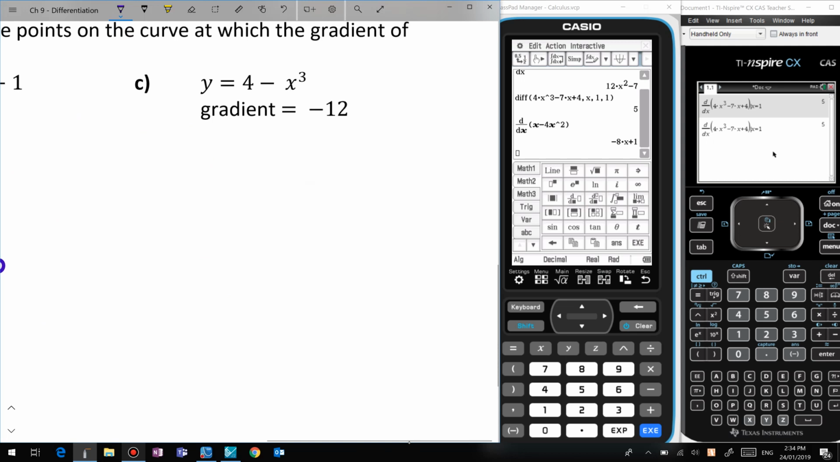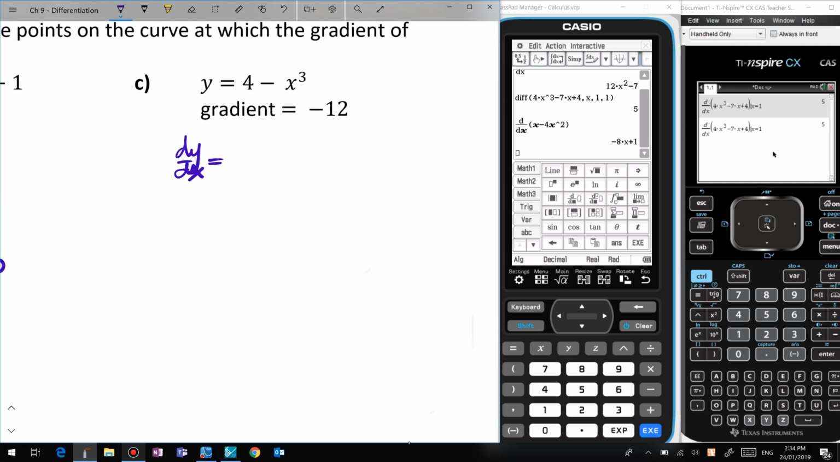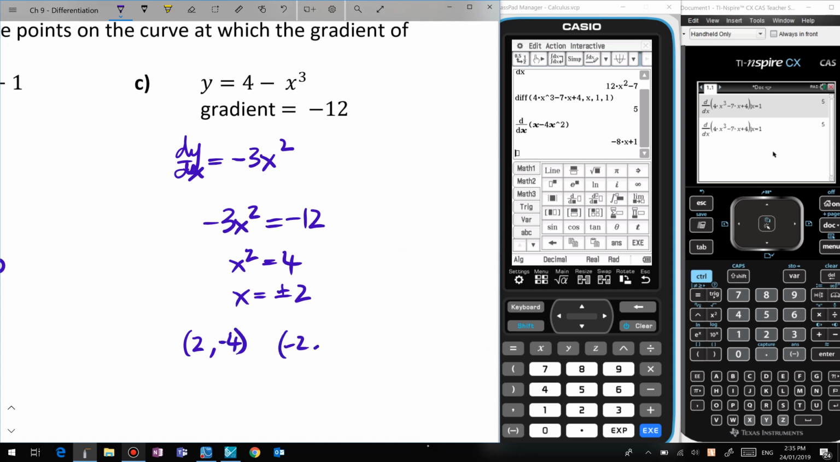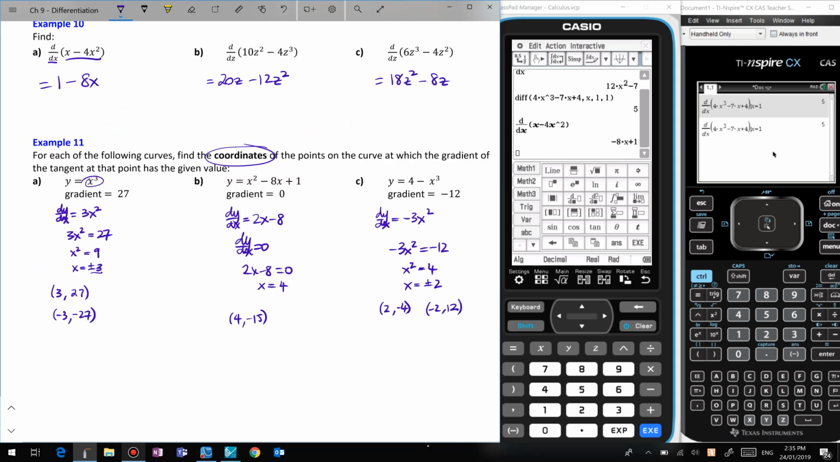Okay, where on this curve do we have a gradient of negative 12? So dy/dx equals negative 3x squared. So negative 3x squared is equal to negative 12. x squared is equal to 4. x equals plus or minus 2. When x equals 2, 4 minus 2 cubed, 4 minus 8 is minus 4. When x equals minus 2, 4 minus 2 cubed is minus 8, so 4 plus 8 is 12. So there's our points where the gradient is equal to negative 12.